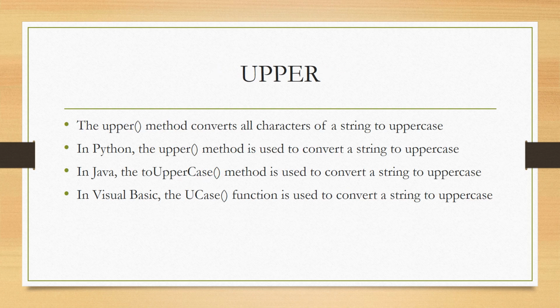Upper is also a method which will convert all the characters of a string to uppercase. In Python we will be using the upper method to convert a string to uppercase, and in Java we will be using toUpperCase. In VB we will be using the UCase function to convert a string to uppercase.